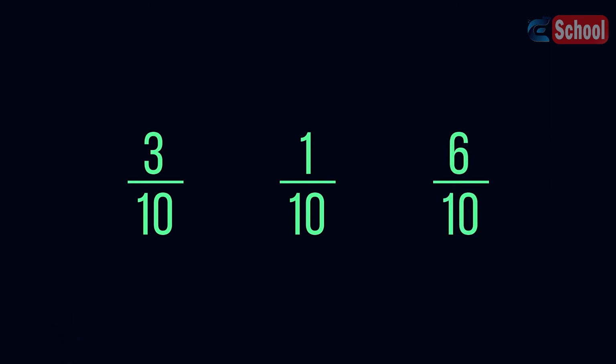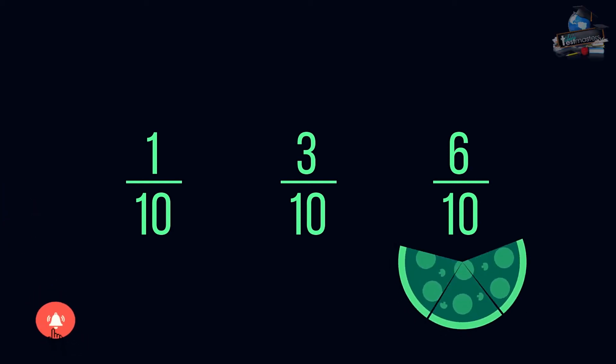Since the fractions now have the same denominator, we can order them just like we did earlier. 1/10 is the smallest fraction, followed by 3/10, and 6/10 is the largest fraction. There you have it. Even though you got 3 slices, you actually got 6/10 of the pizza.